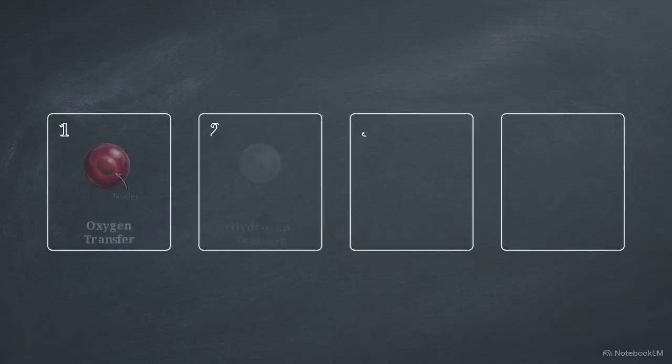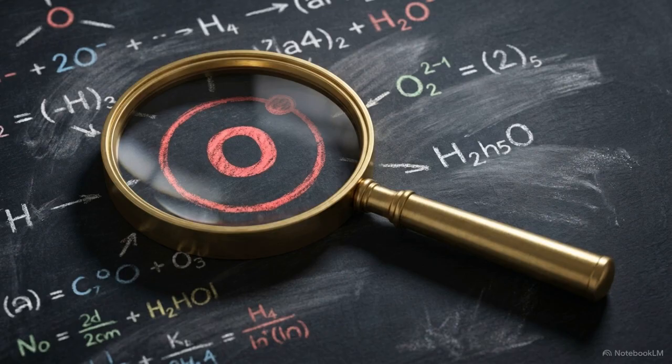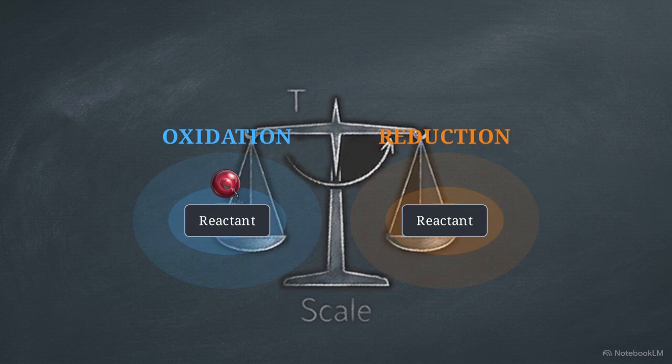Chemists use 4 specific definitions to track that process. The oldest definition tracks the physical movement of oxygen atoms. Oxidation happens when a reactant gains oxygen, while reduction happens when a reactant loses it.